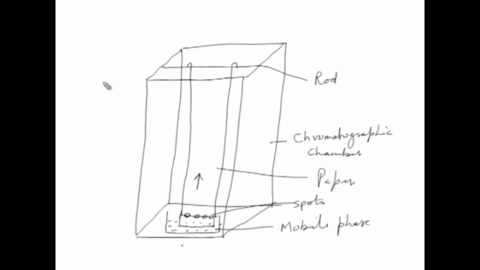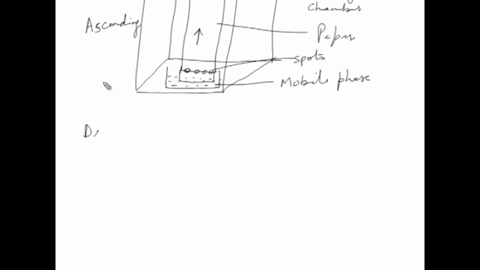Once you have placed this, remember, the spots are not dipping in, the mobile phase will move up. So, this is called ascending order, or you can say it is being run in ascending fashion. There could be another way, where the paper could be upside down, and that will be called descending manner, where you can run the paper chromatogram also.